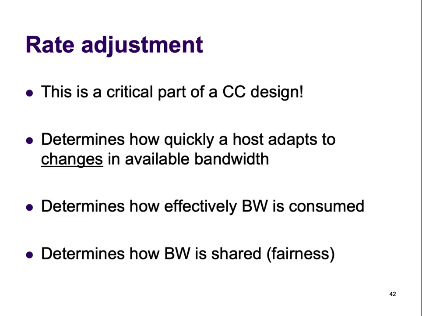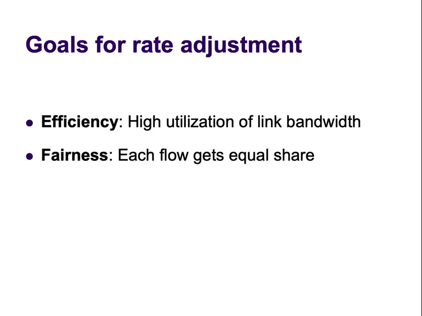It also impacts how efficiently you're using your link. Let's say you started out at 100 meg and your capacity was 1 gig and you were adjusting very slowly. You're probably going to take way too long to fill that link. So we want a good set of increase and decrease rules in order to balance these two goals. We want efficiency, high utilization of the link bandwidth, and we want fairness, which is the share of the link that each flow is getting.